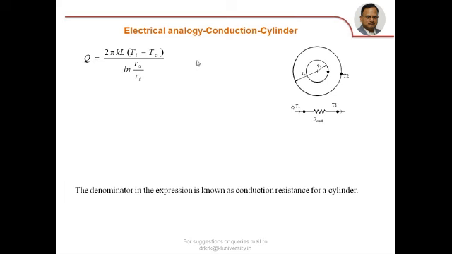In the same way, you can also compare the flow of current with heat flow in a cylinder. Imagine there is a hollow cylinder having inner radius Ri and outer radius Ro. The inner surface temperature is T1 and the outer surface temperature is T2. Heat has to flow from the inside surface, the temperature being higher, to the outside surface.